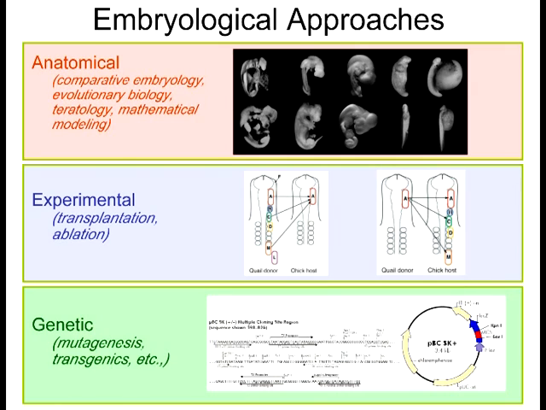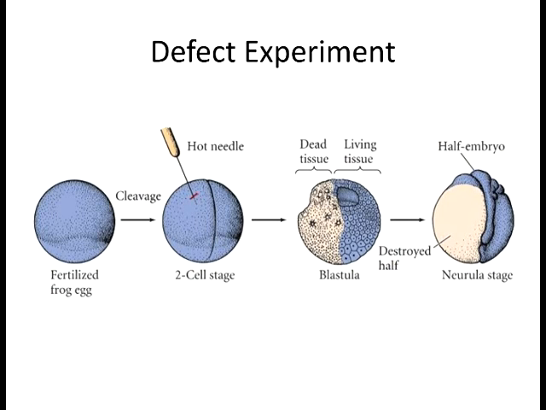So experiment, that's one. Ablation is the removal. If you think obliterate or ablation, I don't know, whatever you want to use for some type of a mnemonic, ablation is the destruction or removal. Sometimes it's just the destruction of. You don't actually remove the cells. You just kill the cells. And there's different things you can learn from that. But ablation is the removal or destruction of cells in an embryo.